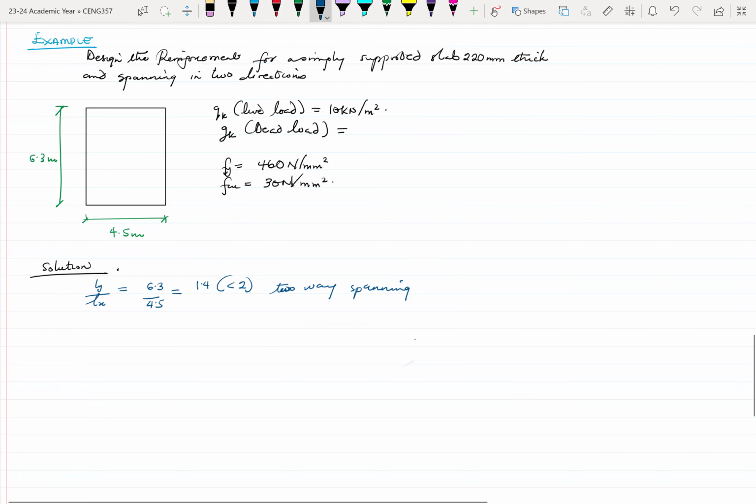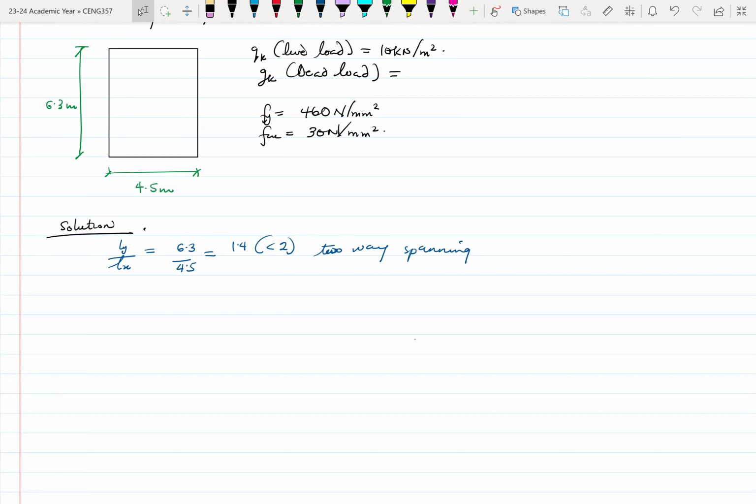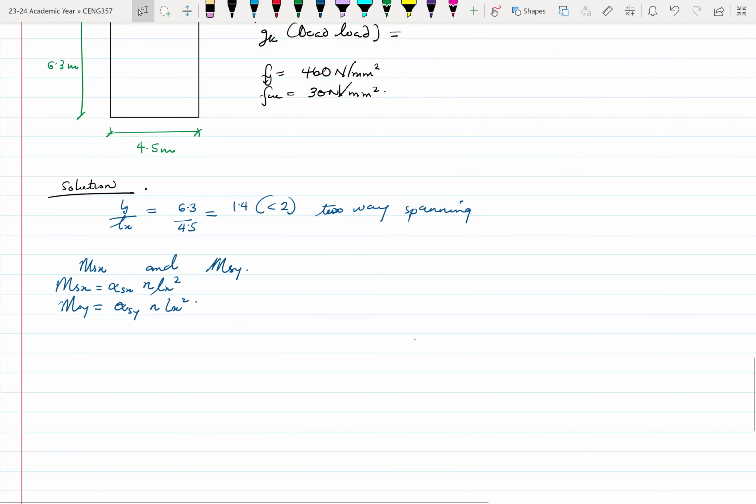Now let's find the n, or the load. Basically we have to find MSX and then find MSY. Our MSX is equal to alpha SX n LX squared. Then our MSY is alpha SY n LX squared, sorry, not LY squared, LX squared. So let's find n, which is our ultimate design load.